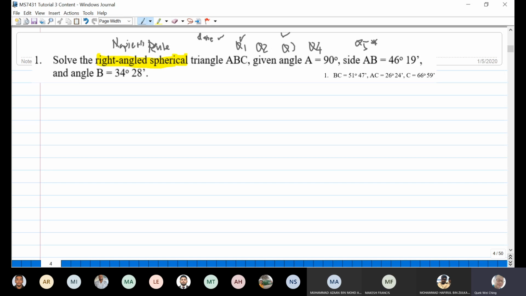So you draw the triangle first. Then you get a better reference of how this triangle will look. This A here is 90 degrees. Then you get B, C, the ABC, right? So A is 90 degrees. So side AB is 46 degrees, 90 minutes.